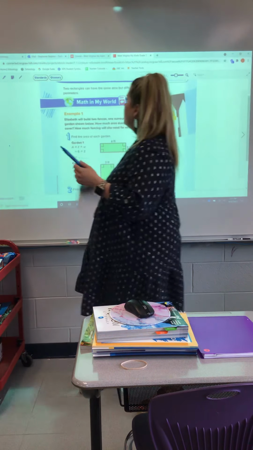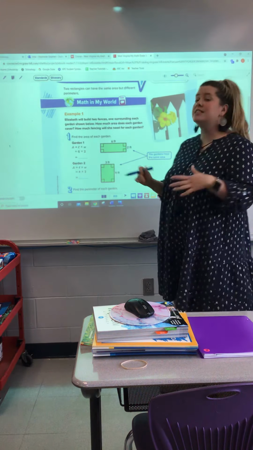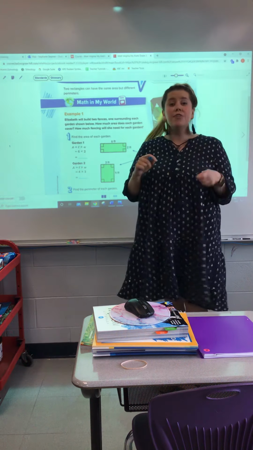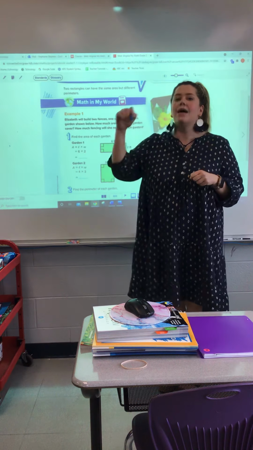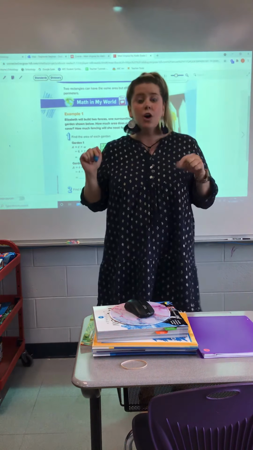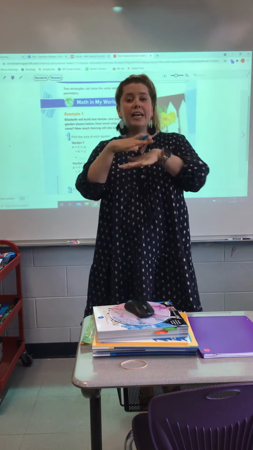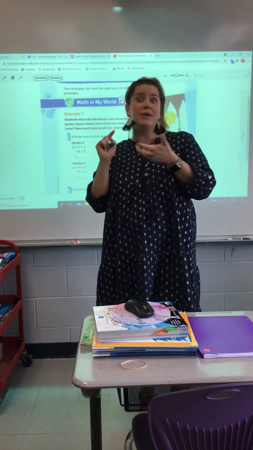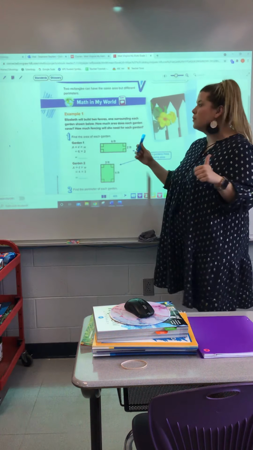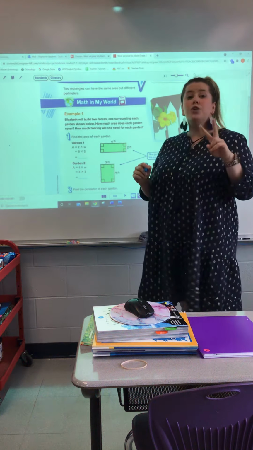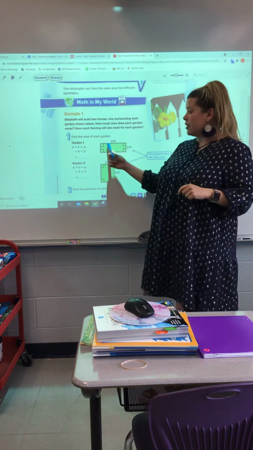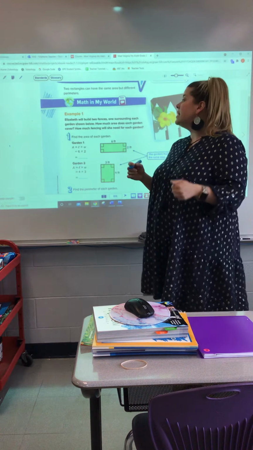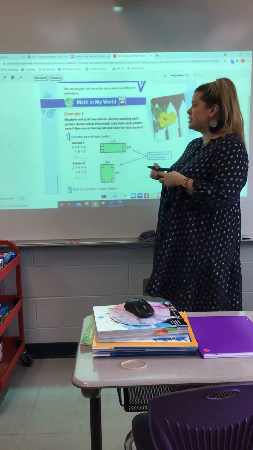Did you know that 2 rectangles can have the same area, which means the same inside space, but different perimeters, which means different outside? That means 2 yards could have the same green grass space inside, but the amount of fence around it would be different. Let's look at example 1. Elizabeth will build 2 fences, one surrounding each garden shown below. How much area does each garden cover? How much fencing will she need for each garden?